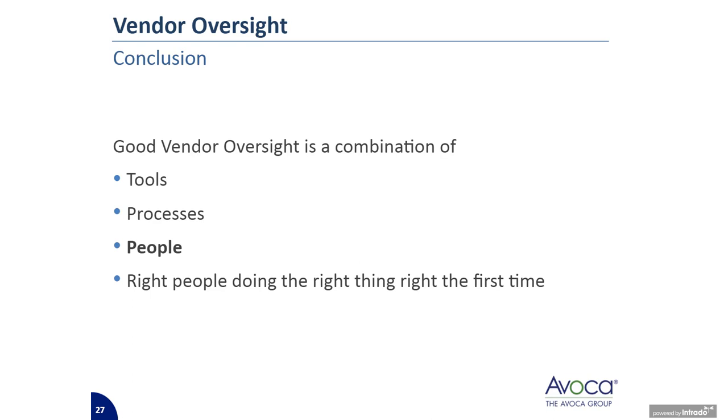So to conclude, good vendor oversight is a combination of 3 things: tools, processes, and people. You want the right people doing the right thing, doing it right the first time. It also means that you want to select the right sites, so leverage data available from central IRBs. You want a well-designed protocol with good risk control, and hopefully with all of these things, you'll have no rework, no amendments, and you can get your product to market sooner. And I would argue that people are the most important element, and your relationships with those people. If they do the right thing, they will always be inspection ready.